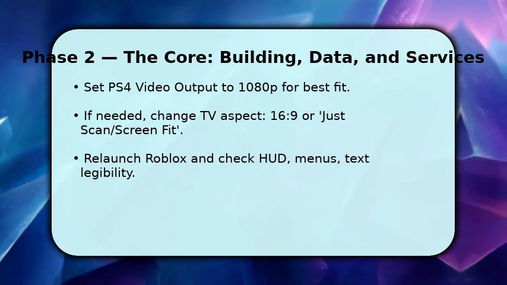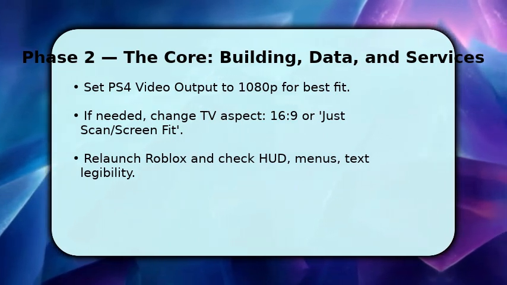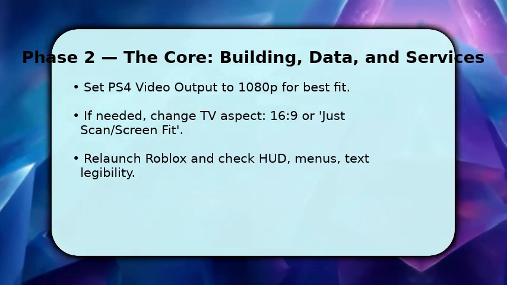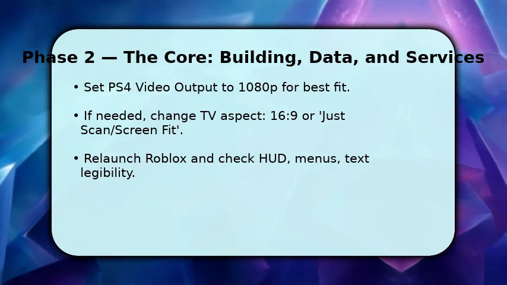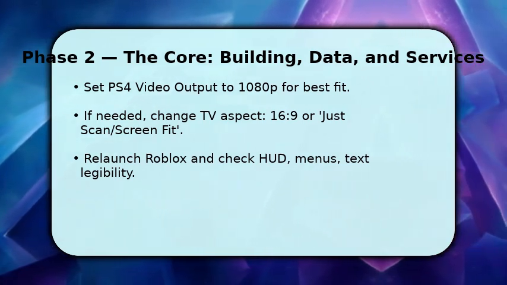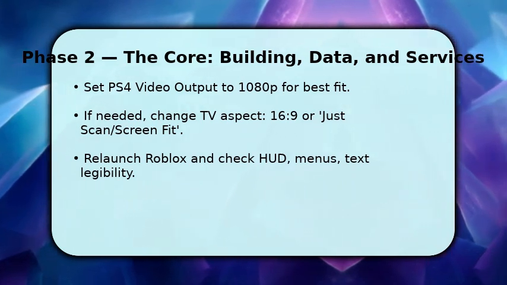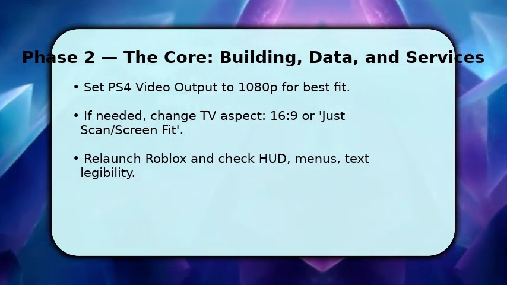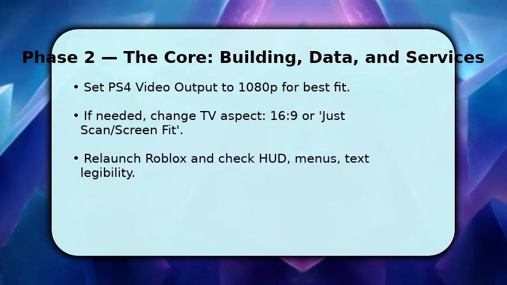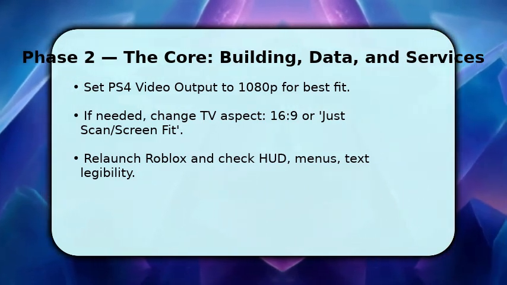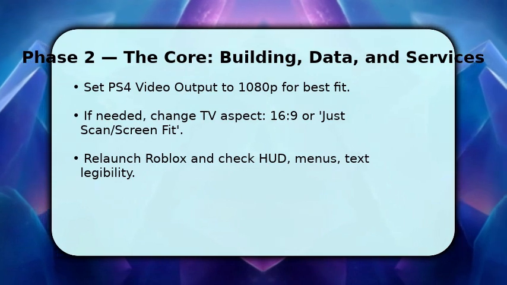Then, if the picture still seems cropped, use your TV's aspect/overscan controls. Select 16:9 or a mode labeled Just Scan, Screen Fit, or 1 to stop overscan. Relaunch Roblox and walk around a menu to confirm the HUD and text are inside the visible area. If things look off, repeat the display area adjustment.